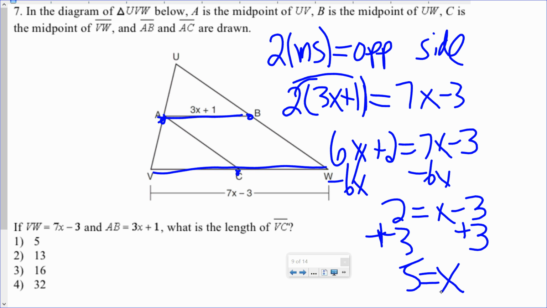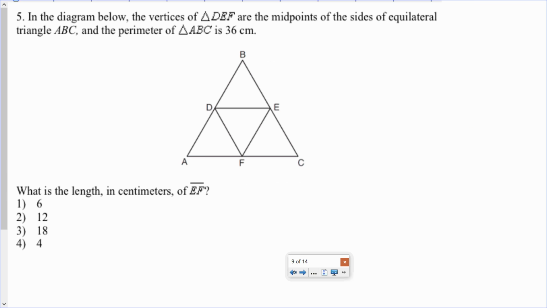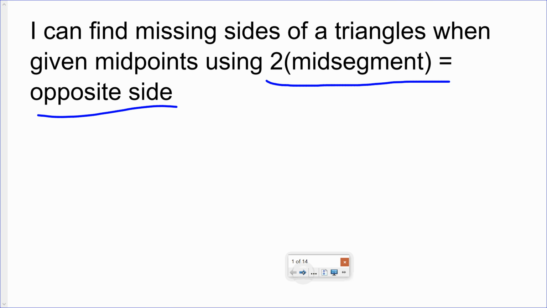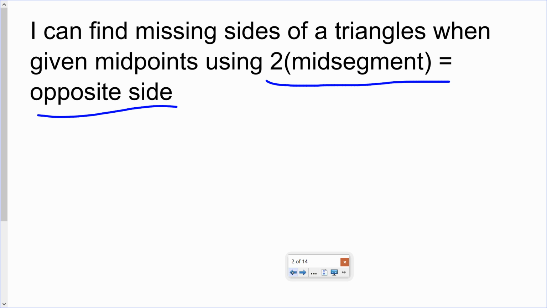Now it's asking for VC. Well, VC is half of VW. So I can do half of 7x minus 3, half of 7 times 5 minus 3. You can put that into your calculator. That is 16. So when the midpoints are joined, the midsegment is half of the opposite side, or in other words, 2 times the midsegment is equal to the opposite side.